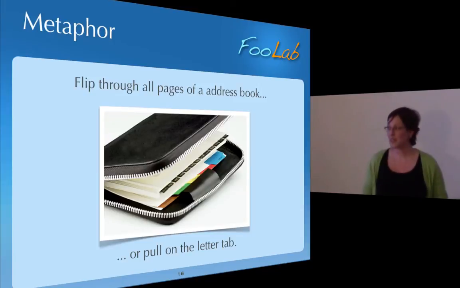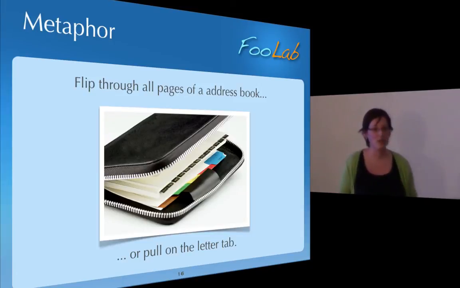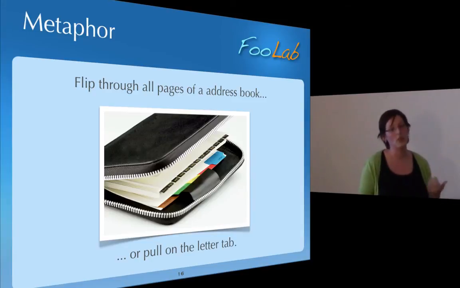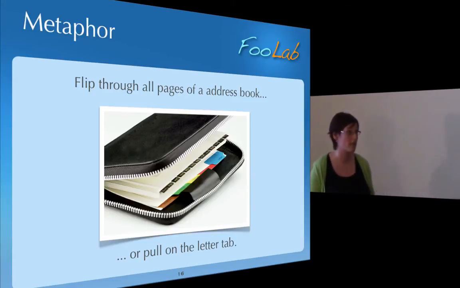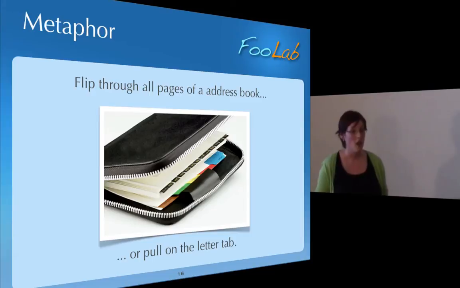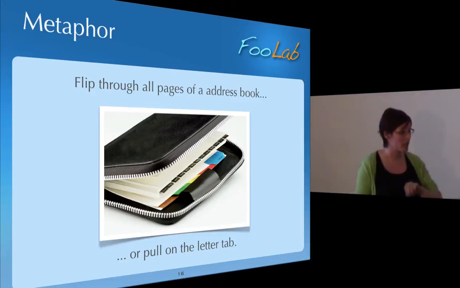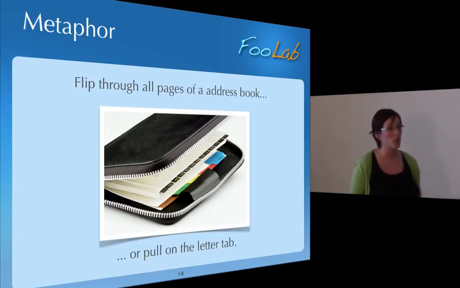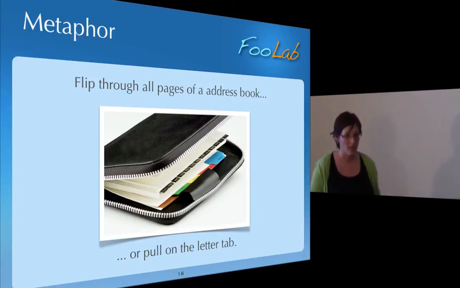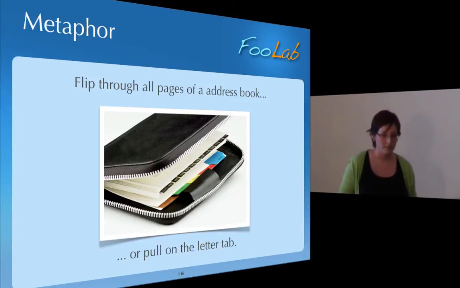So we're going to use something called indexes. You may know how to use them. In case you don't, a metaphor: you can flip through all the pages of an address book in order to find the phone number you're looking for, or you can just pull on the tab for the letter of the last name of the person, and then you can find it much more quickly. You don't have to flip through all the pages from the beginning.